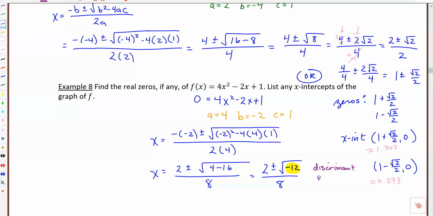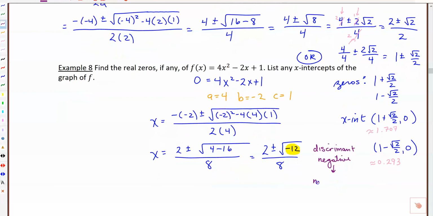So I have a discriminant that is negative. Okay, so I can stop immediately right here. There are no real zeros, and there are no x-intercepts of this graph. You could graph this yourself to verify that, but here's the power of just looking at the discriminant and knowing what that tells you about your solutions. So this one will not have any real zeros. It's going to have complex zeros, which we'll talk about later. All right, so moving on.